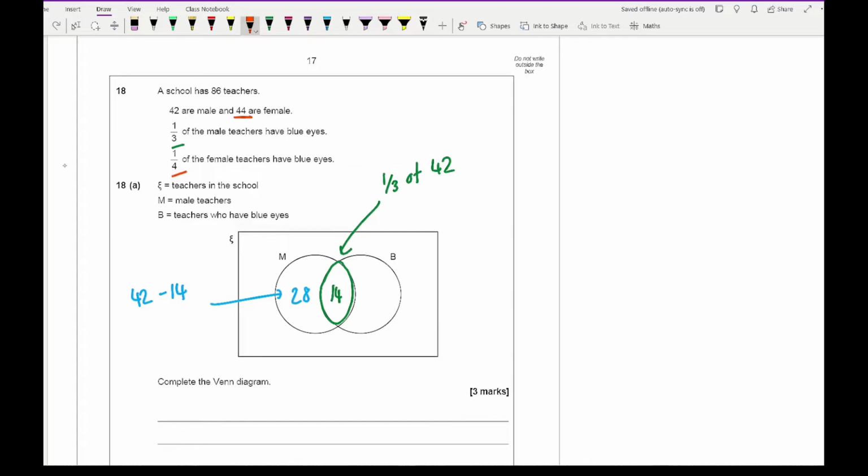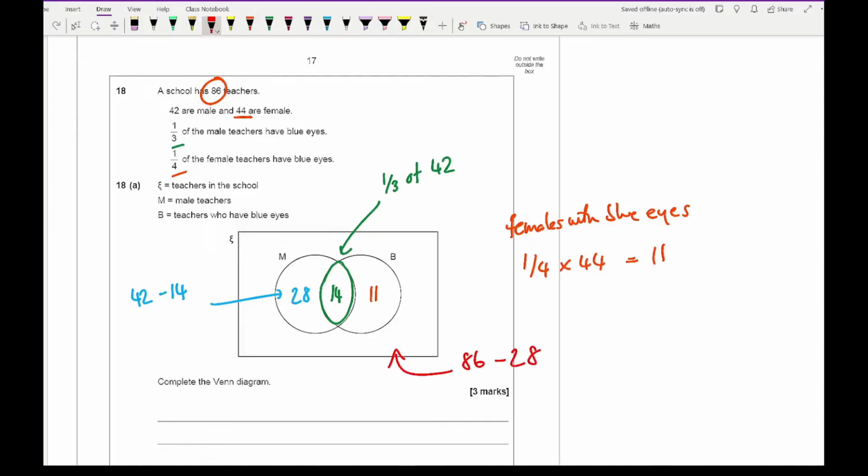So a quarter of them have blue eyes, so females with blue eyes is going to be a quarter times 44, which gives me 11. That means that this here is going to be 11, and we also know that there's 86 teachers in total. Let's go for red. For this number here, it's going to be 86 minus the numbers I've got in my Venn diagram, so minus 28, minus 14, minus 11, which leaves you with an answer of 33.